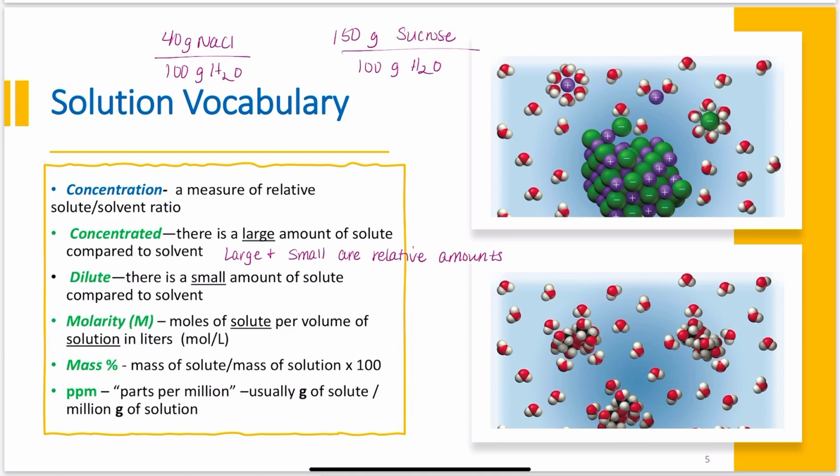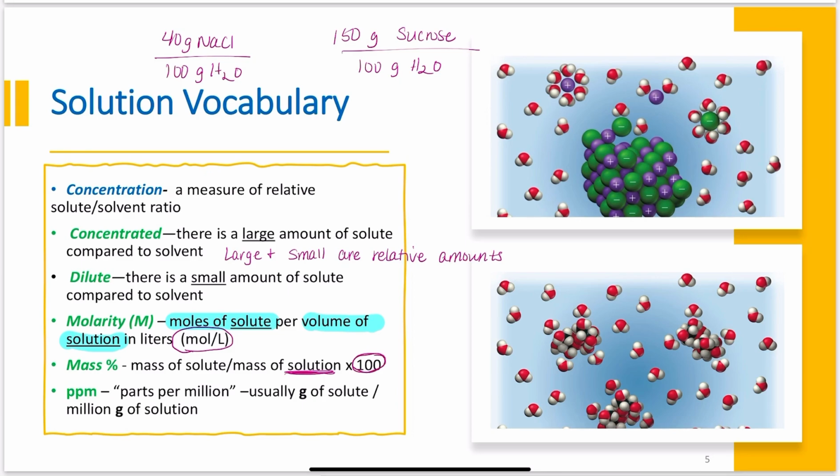We also have molarity. Molarity is your moles of solute per volume of solution in liters, so moles per liter, and we use this as a conversion factor. It must, no exceptions, be moles of solute to volume of solution, not volume of solvent, volume of solution. The whole solution gets factored in here. Mass percent is the mass of your solute divided by the mass of the total solution times 100%. Whenever we see a percent symbol, we always multiply by 100 to get into percent form.